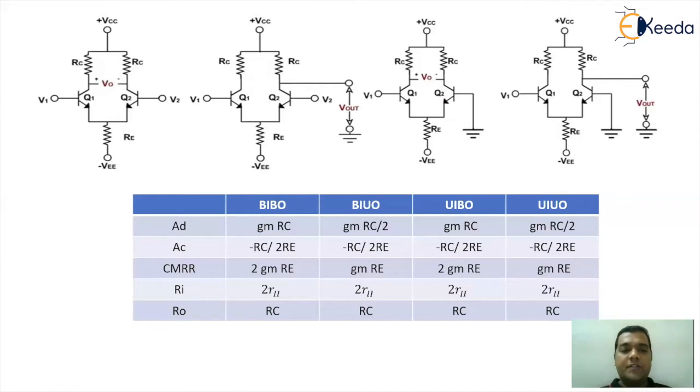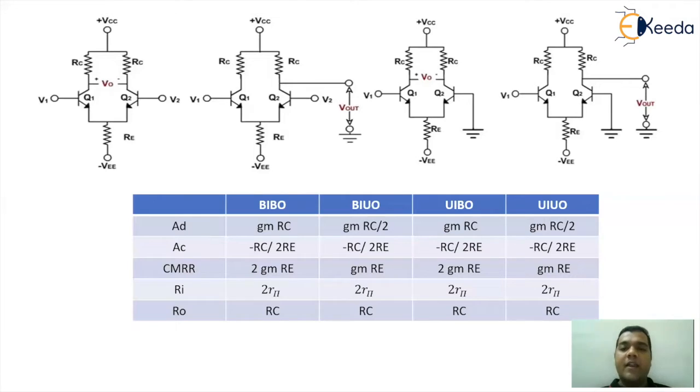If your observation is very sharp, the common mode gain is actually the same. The differential gain under the unbalanced output configuration has reduced to half the value we got from the balanced output configuration. That's the reason the CMRR has also gone to half of its value in the balanced input, balanced output configuration.